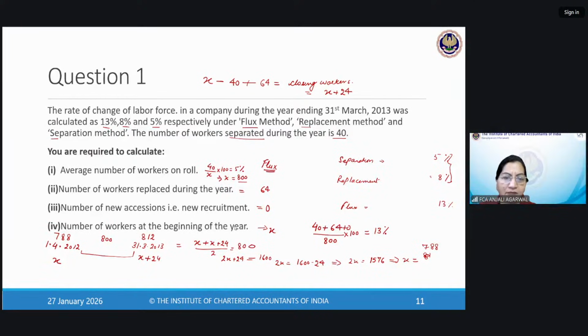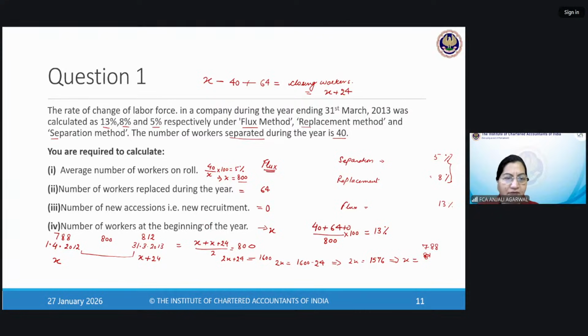Now, the number of workers at the beginning of the year. We don't know the figure at the end or the beginning of the year, but we do know that the average is 800. So what is the method for calculation of average? Opening plus closing divided by 2. Yes, if flux is more than separation plus replacement, that indicates there have been new accessions.